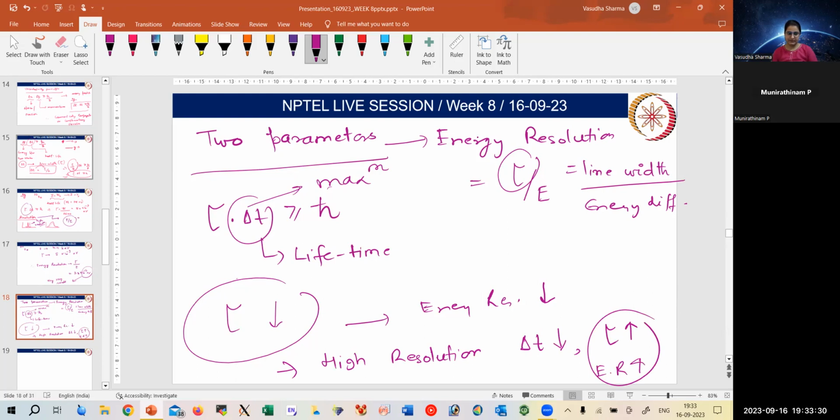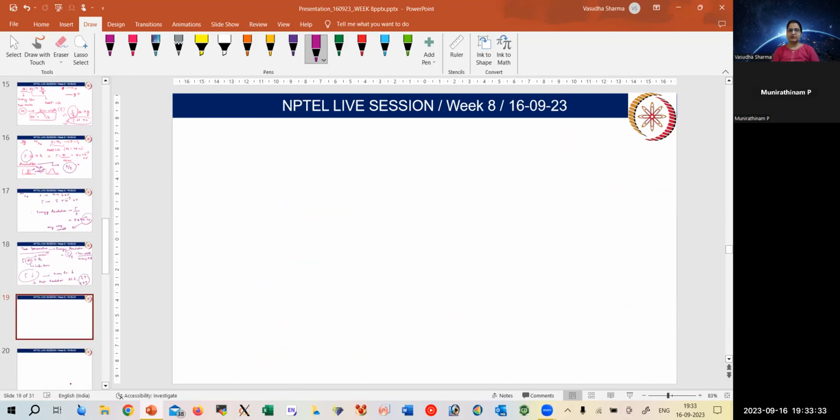Clear, ma'am. So the first parameter is clear. Now the second thing is, if we have a very huge gap, the delta E is very huge, the transition that has to happen between the ground state and the excited state, then the energy resolution becomes less.